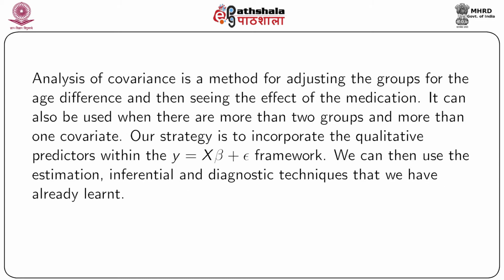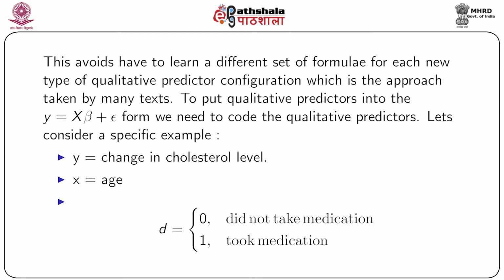Analysis of covariance is a special form of the linear model. Our strategy is to incorporate the qualitative predictors within the linear model structure, which is y equals X beta plus epsilon, where X is the collection of the factors as well as the different continuous covariates. We can then use the estimation, inferential and diagnostic techniques that we have learned already while discussing regression analysis. This avoids having to learn a different set of formulas for each new type of qualitative predictor configuration, which is the approach taken by many texts.